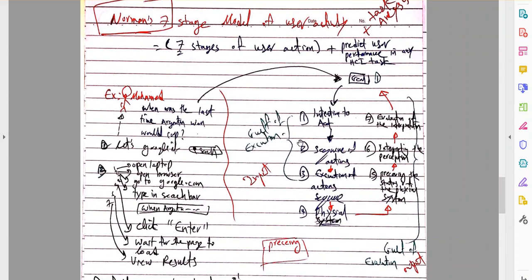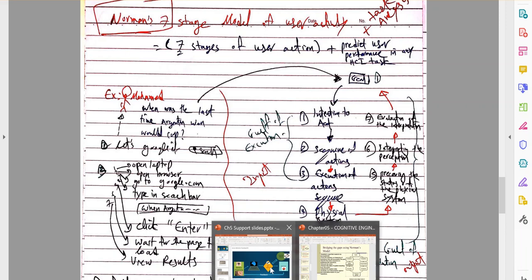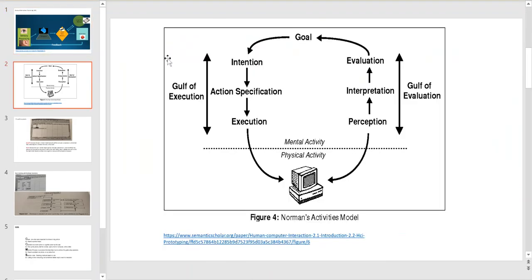We have seven stages. Let's see this one. We have seven stages: goal, intention, action specification, execution. So 1, 2, 3, 4. This is the computer part, ignore it. Then we have perception, interpretation, evaluation, 5, 6, 7. This part we call the gulf of execution. This part we call the gulf of evaluation.